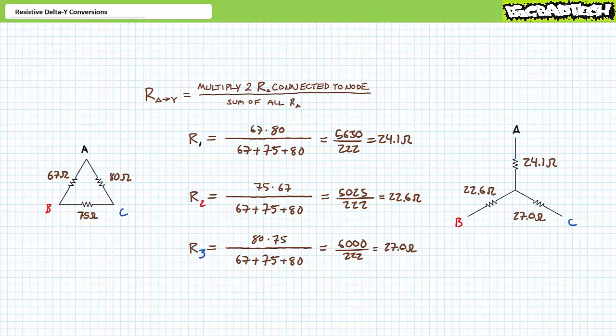Our equivalent Y configuration features R1 with a resistance of 24.1 ohms directly attached to node A, R2 with a resistance of 22.6 ohms directly attached to node B, and R3 with a resistance of 27 ohms directly attached to node C. Ideally, one should be able to exchange our previous delta configuration with this new equivalent Y configuration, and the circuit, source, or sources attached to these three nodes will be none the wiser to the substitution.